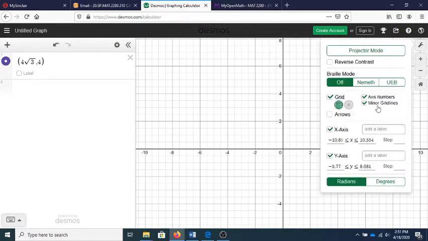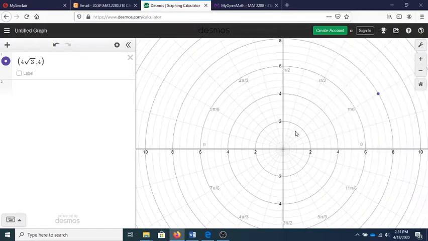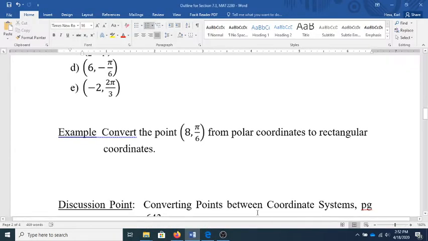But then if I flip my grid over to polar, I can see that the point I've really graphed could also be thought of as the point with an r value of 8 and an angle of pi over 6. Okay, so the polar form is 8 comma pi over 6, and that's just a confirmation that we converted it correctly. All right.